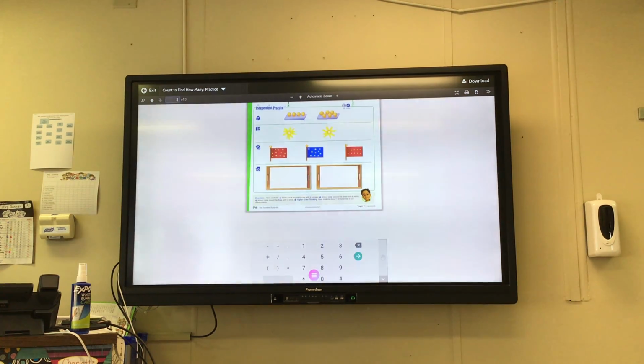Okay, we're circling the flags. Stop. So there's more than one that you have to circle, Georgia. When I say flags, I mean more than one. You're going to find 2 flags that have 10 stars. So count to make sure that you circle all the flags with 10 stars.